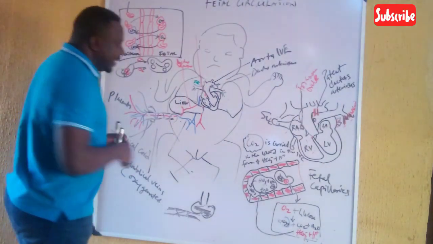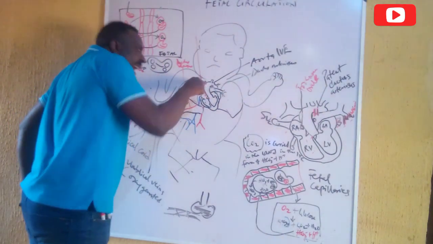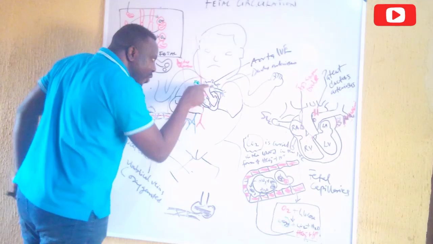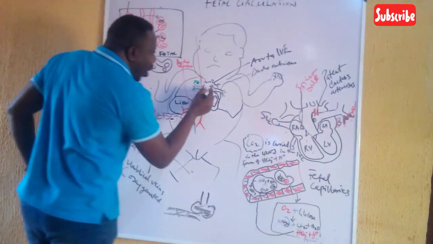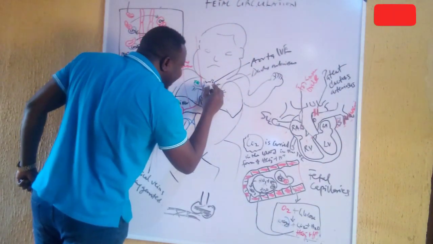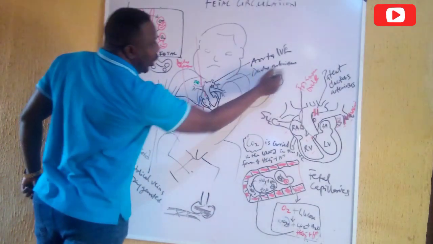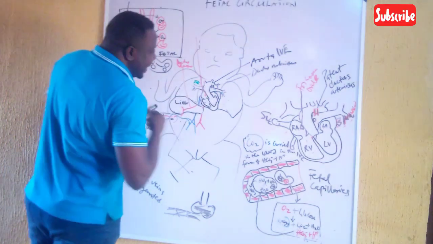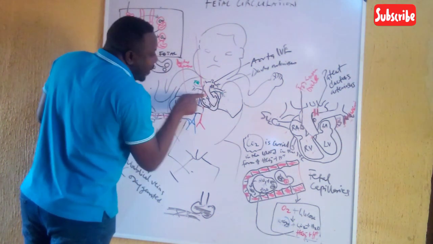Now, please also know that the pressure in the pulmonary artery is higher than the pressure in the aorta. So blood will likely move to the aorta. And usually, the blood is shunted to the aorta via an opening, via a shunt that is known as the ductus arteriosus.